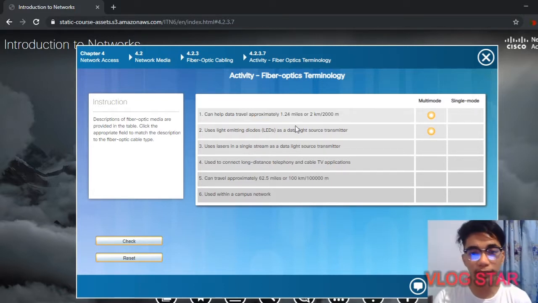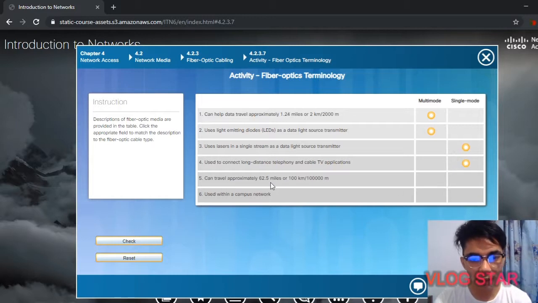As you can see in this statement, the context clue or the keyword is that it uses the laser in a single stream. That is already pertaining to the single mode, because only single mode fiber optic cables use a single stream or lasers. Then used to connect long distance telephony and cable TV applications. As I've said earlier, the multi-modes are for somewhat shorter distance, and the single mode is for longer distance.